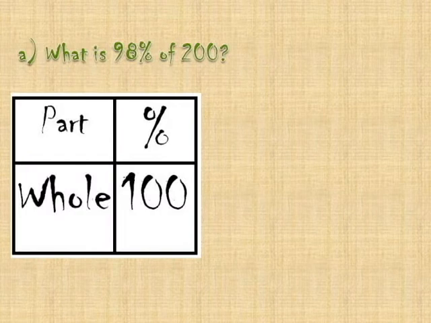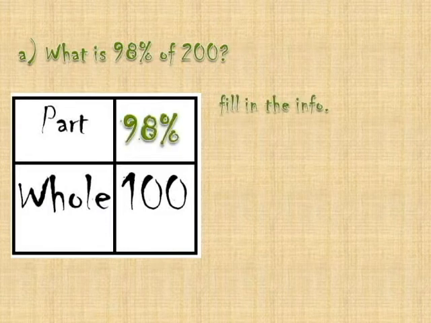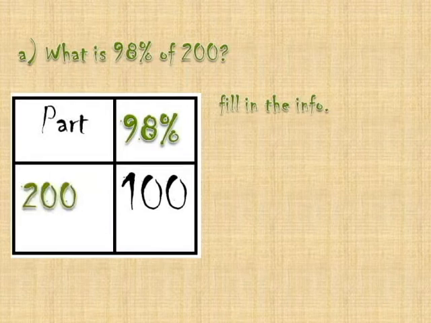What is 98% of 200? So here I have my diagram, and I fill in the info. 98% goes in the little box for percentages. And I go back to the problem and I read it again. What is 98% of 200? So I'm looking for a percentage of a whole, and that whole is 200. So I fill that in.